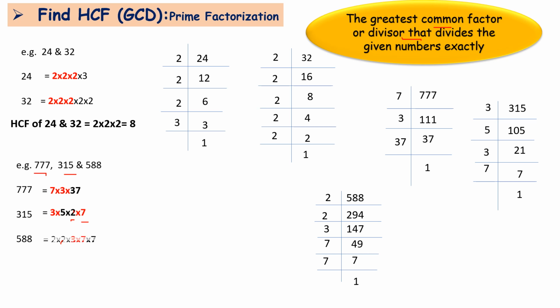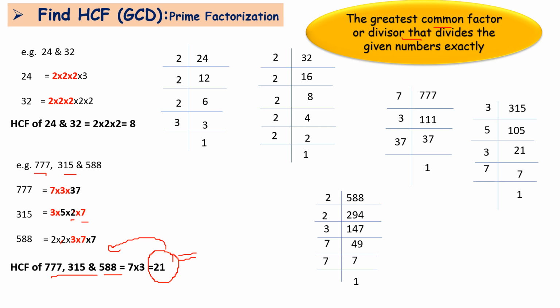What does it mean? That means if we divide 777, 315 and 588 by 21, it will be exactly divisible, and you cannot find any other number greater than 21 which will divide these given numbers. There would be a number smaller than 21 which will divide these numbers thoroughly, but you will not find any number greater than 21 which will divide these three numbers exactly. So this is how we find the HCF.